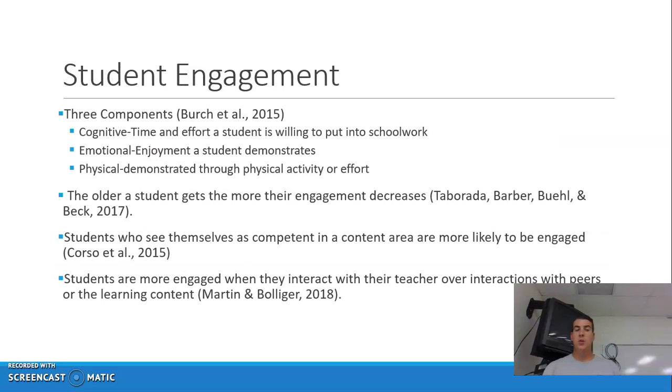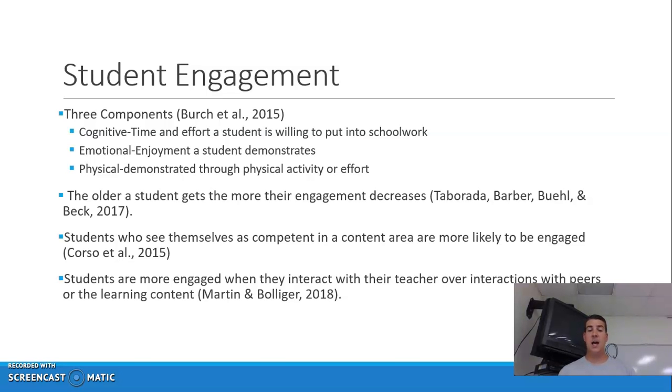Student engagement. There are generally three components when we talk about student engagement. There's cognitive, which is the time and effort a student is willing to put into schoolwork. There is emotional, which is the enjoyment that they demonstrate. And then there's physical, which is demonstrated through physical activity or effort. When we're in a classroom setting, we will see cognitive engagement more often than the other two. The older a student gets, the more their engagement decreases. By the 12th grade, we found that more students are disengaged than are engaged in the classroom.